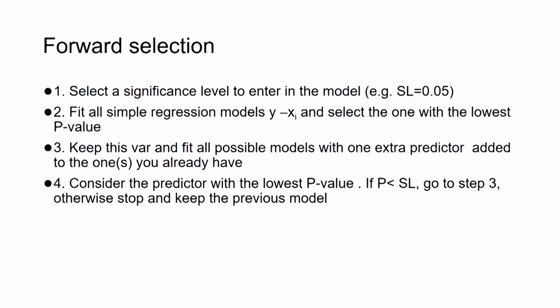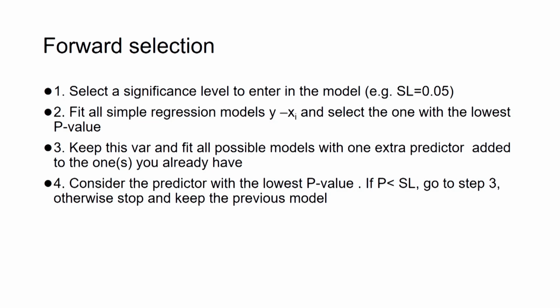Forward selection is another method. In this selection method, we select a significance level to enter in the model. Initially we do not have any variable in our model, so to enter an independent variable in our model, we will take some significance level, suppose 0.05. Then fit all simple linear regression models, because initially there will be only one independent variable.